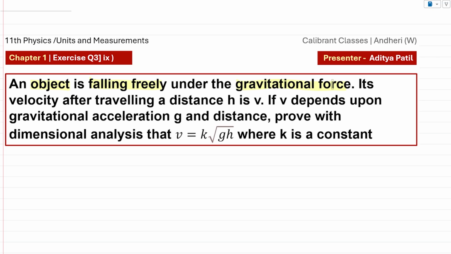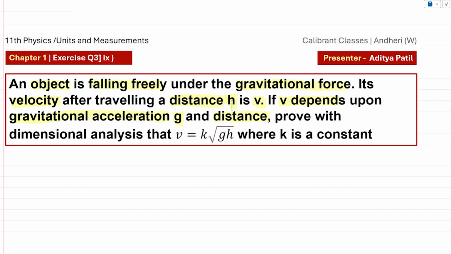Now, since it is falling under the influence of gravitational force, it will travel some distance, and this distance is denoted as small h. Also, since it is traveling this distance, the object will acquire some velocity, and this velocity is denoted using the letter small v. Now, our velocity v depends upon two factors. First is the gravitational acceleration, which we denote using the letter small g, and second is the distance traveled by the object, which we already denoted as small h.